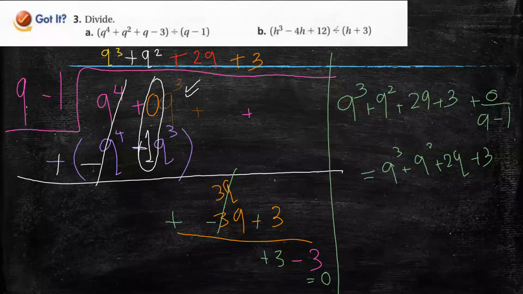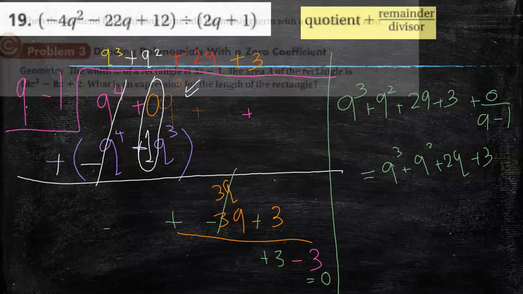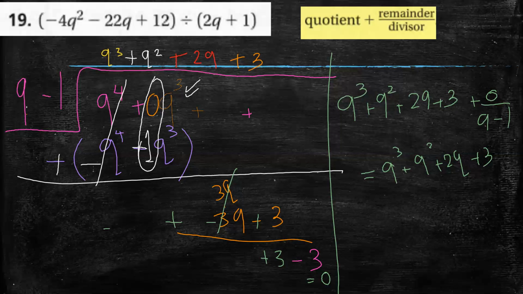Teacher, it's clear, but I have a question. When we have to add the power that is missing, like here we added the q cubic to complete the division. And in the previous problem, why didn't we add these things? Let's look at one as an example here.